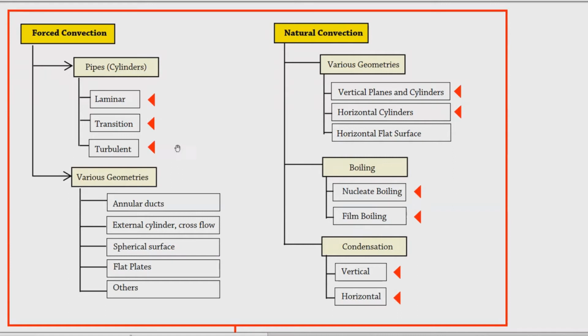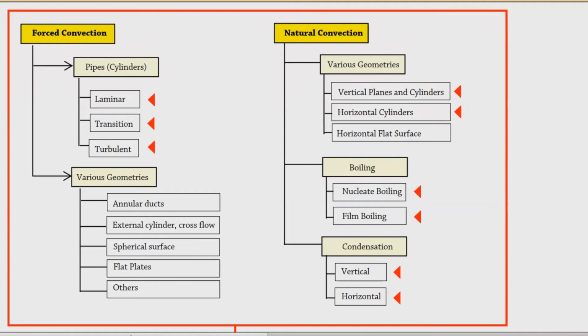Okay, but of course, don't get intimidated because we'll only be dealing with those that are in red arrows. You can see these red triangles here. So in forced convection, we'll just be focusing on the laminar to turbulent pipes and cylinders. And for natural convection, what you have here are vertical and horizontal cylinders, then nucleate and film boiling, and then vertical and horizontal condensation.